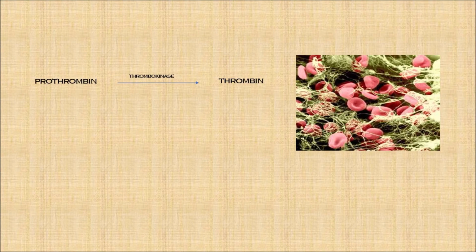The entire clotting of blood can be given by two equations. The first one is prothrombin gets converted into thrombin in the presence of thrombokinase, and fibrinogen gets converted into fibrin in the presence of thrombin. So in the first equation we have seen thrombin is formed from prothrombin, and this thrombin acts on fibrinogen to get fibrin.